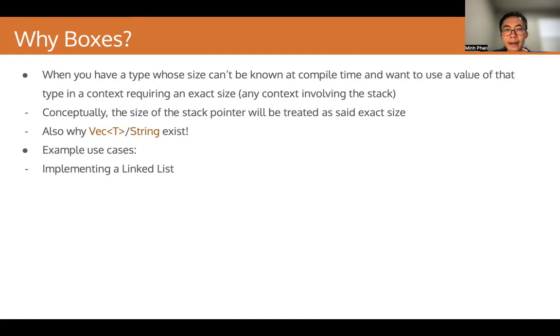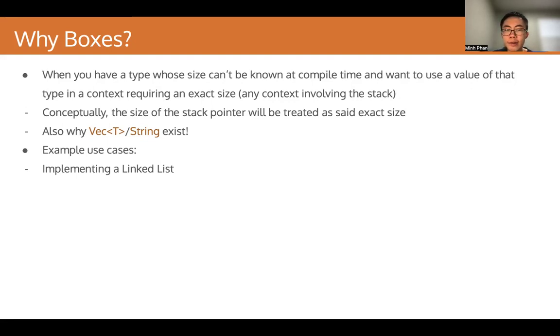Conceptually, the reason we can bypass this requirement is that the size of the stack pointer will be treated as an exact size that the compiler wants. This is also why the vector and string types exist. We may not know the size of the array yet, but we can have a pointer on the stack used by both vec and string to point to that array. And so we can bypass this requirement.